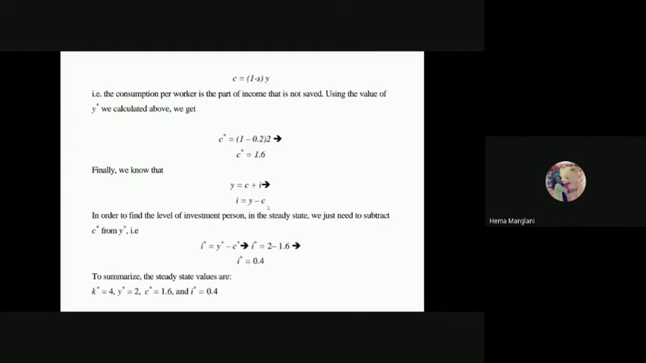And we have both steady state values with us. Y is equal to 2 and C is equal to 1.6. So we can get the value of I star here, that is 0.4. So we can see now all the values we have got: the K star is 4, Y star is 2, C star is 1.6, and our I star is 0.4. Is that clear, you guys, now?